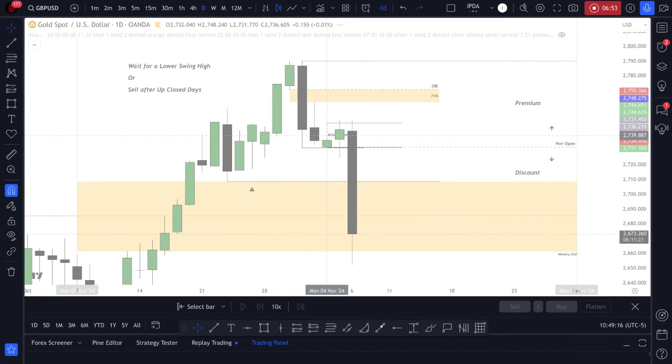GU sold off, EU sold off, AU, all the majors pretty much sold off. Dollar crosses went up, right? UCAD, USWSI, UJ, all those started to rally. So we're seeing gold sell off. Odds are we're going to see GU sell off as well.